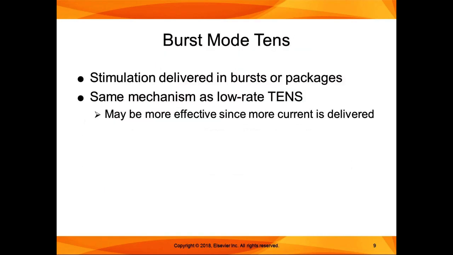So with burst mode TENS, it's another setting on TENS, the stimulation is delivered in bursts or packages. It's the same mechanism as low rate TENS, so to stimulate the release of endogenous opioids. And it may be more effective since more current is delivered. There are also low rate settings on interferential current that you can use in the same manner.